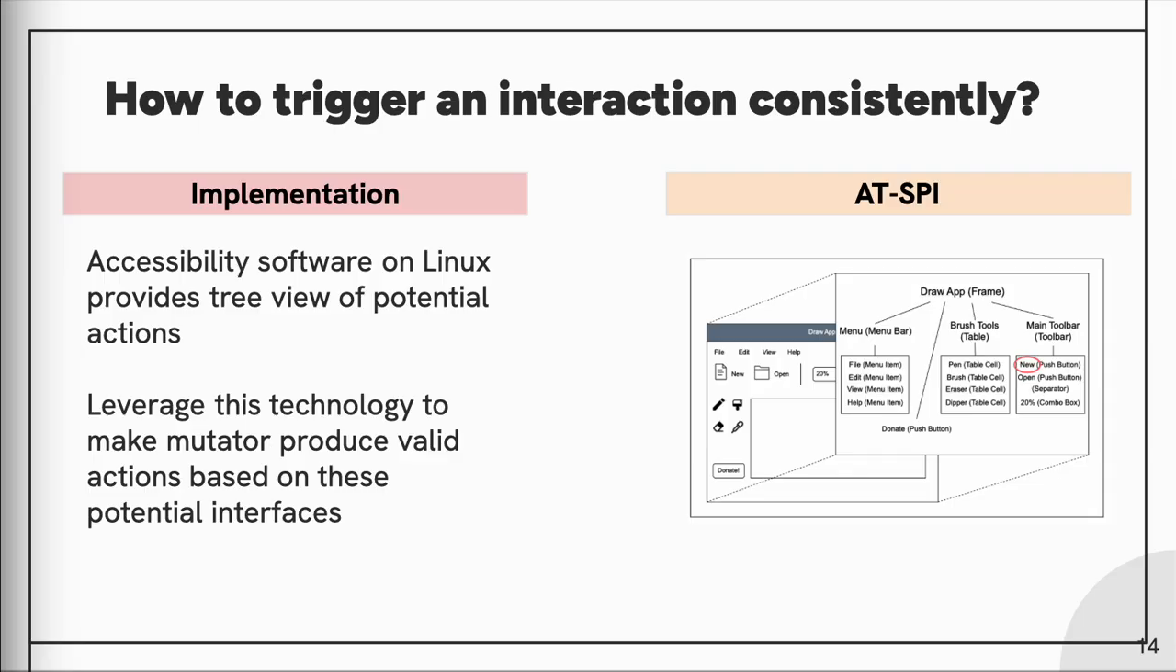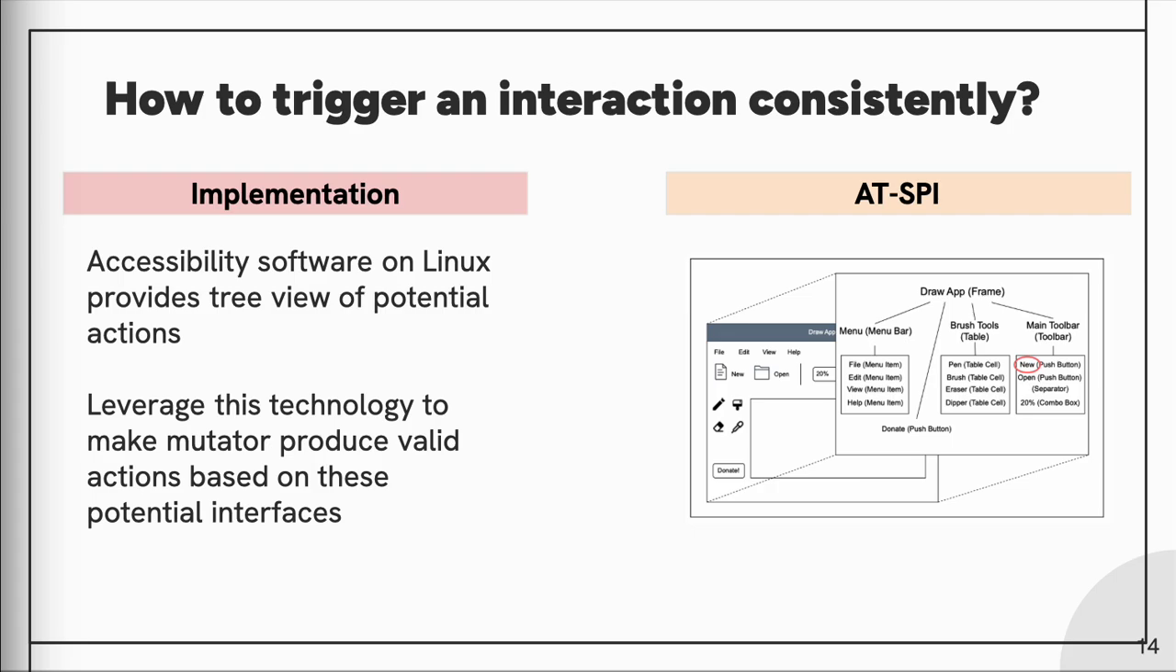So AT-SPI is an assistive technology service provider interface. So this is meant to aid individuals who need more assistance when using technology with things like screen readers, magnification, or even things like braille displays.